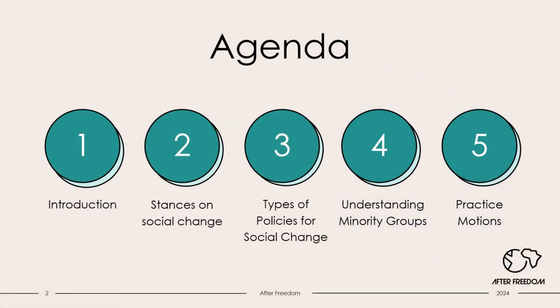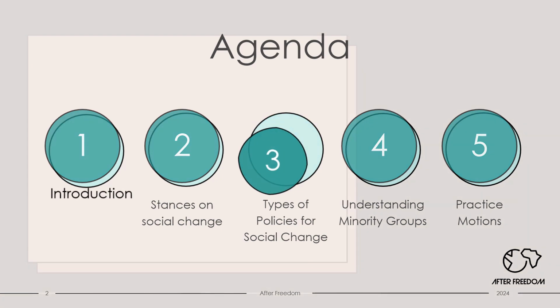In terms of what we're going to be covering today, I'm going to do a brief introduction about what advancing social justice is about. Then we're going to look at the different stances on social change, then the different types of policies for social change. I think you might have already covered this in the introduction to government. Then we're going to try and shed some light on a few minority groups and their experiences. Then there are a few practice motions for you at the end that you can use to see how well you've understood the content in this video.